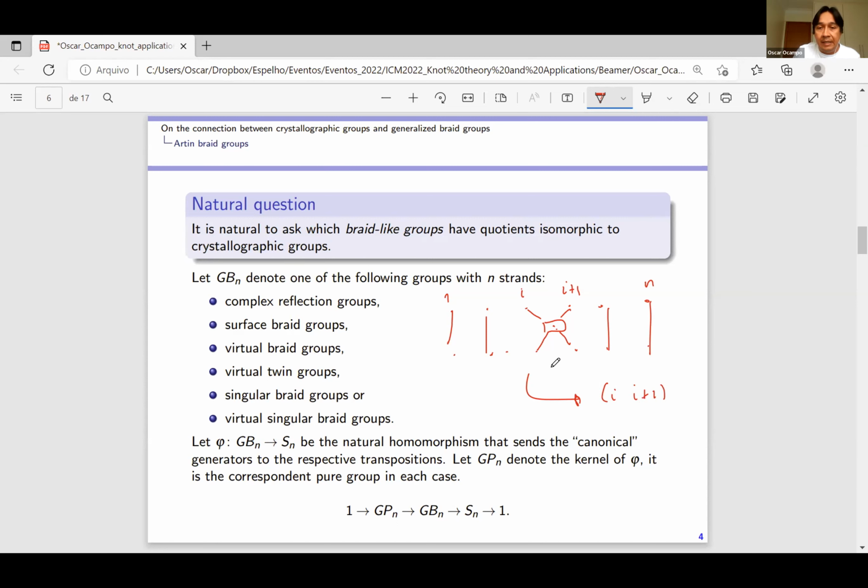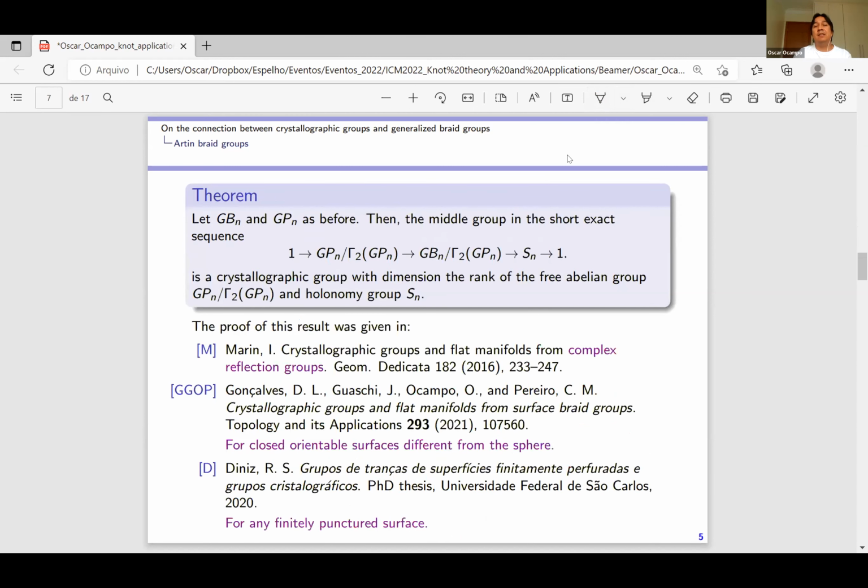In this way we define a natural map from the total group into the symmetric group that sends the canonical generators to the respective permutations. Consider the kernel of this homomorphism; the kernel will be the pure braid respective object in the kind of generalization that we are considering. And so obviously we may construct this kind of short exact sequence.